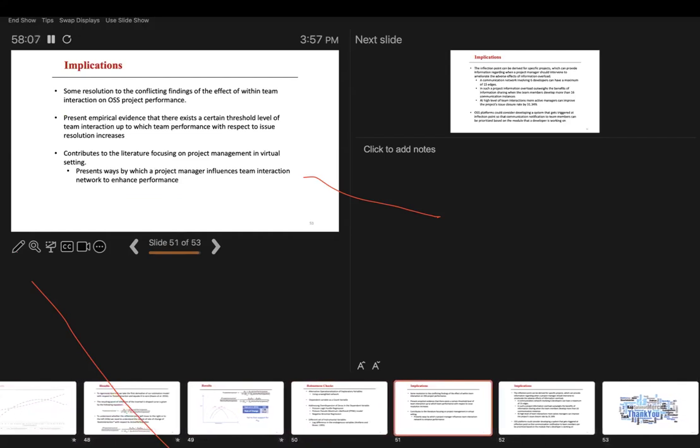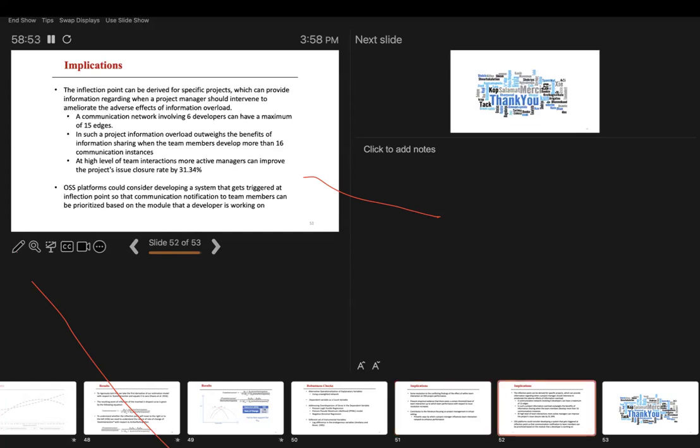So there are some implications. From a theoretical standpoint, I think it resolves some of the aspects about open source software development projects vis-a-vis traditional ones, as in what the dynamics look like and what exactly the outcome impact could be because of all these interactions and project managers' participation. It presents empirical evidence that there's a threshold of team interaction after which there will be a decrease in the outcome. We could show those values for each project. And it contributes to the literature on project management in virtual settings, how project managers should be managing these projects through active participation. What does it do? What can it do?